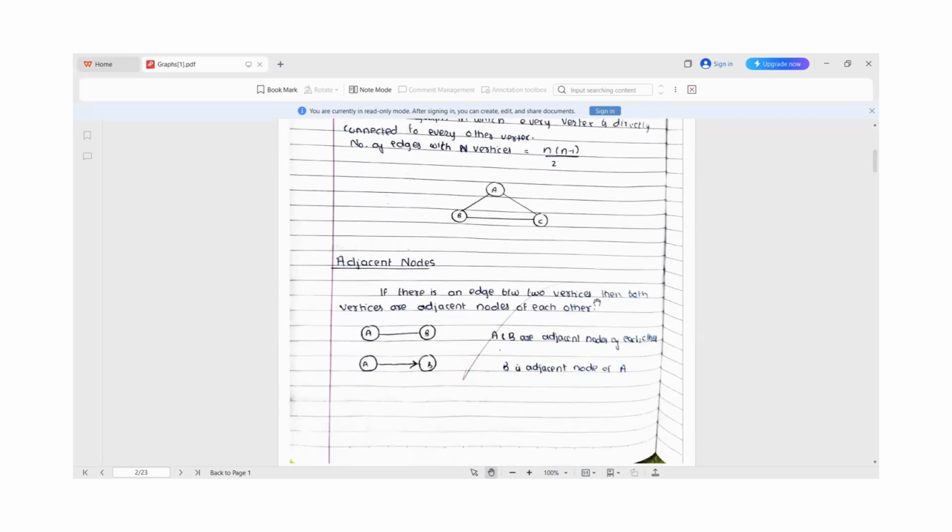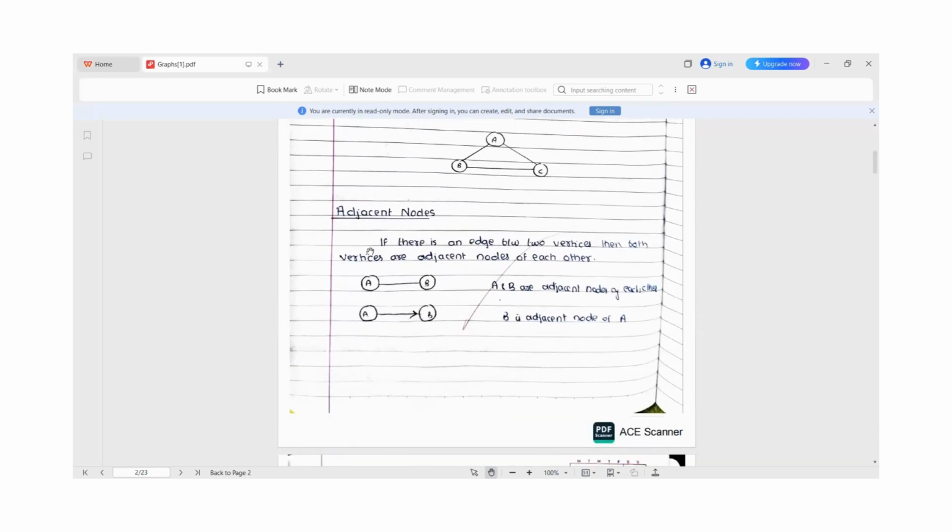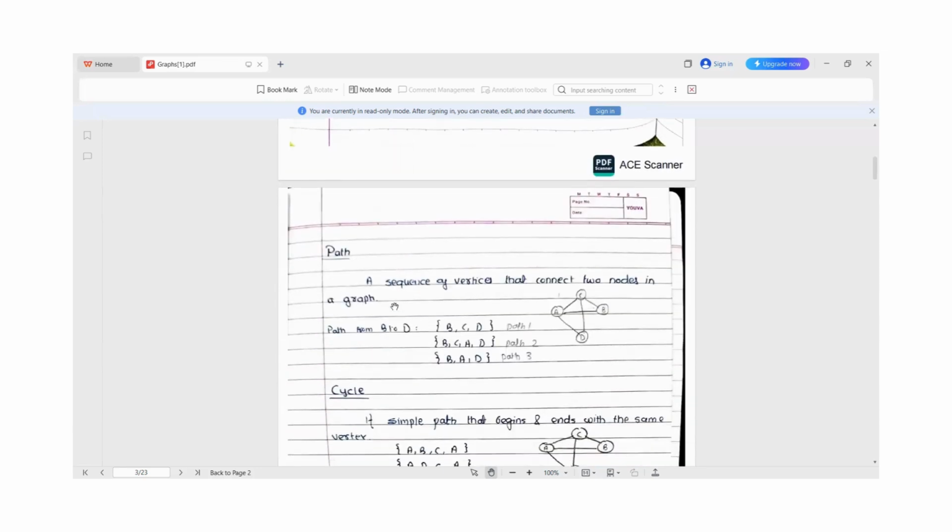What are adjacent nodes? A node is called adjacent if there is an edge between two vertices. In the example given, this is an undirected edge. So A is the adjacent node of B and B is the adjacent node of A. But here it is a directed edge. So B is the adjacent node of A, but A is not the adjacent node of B.